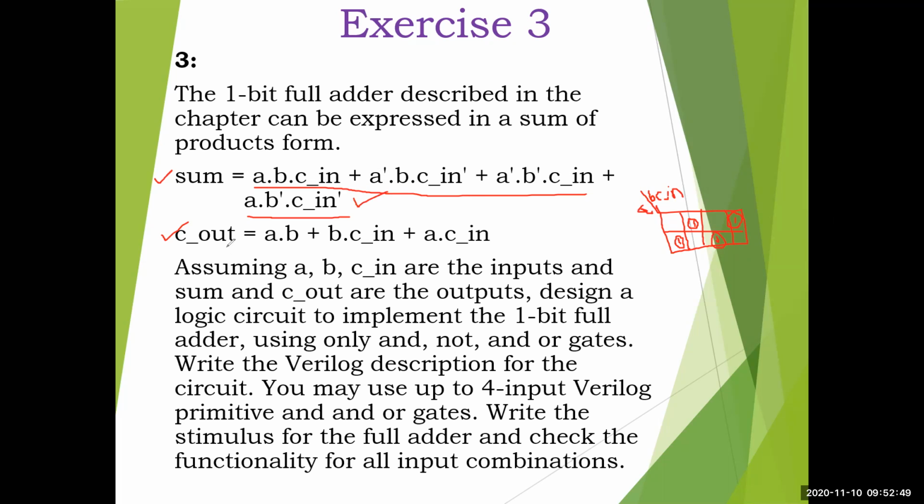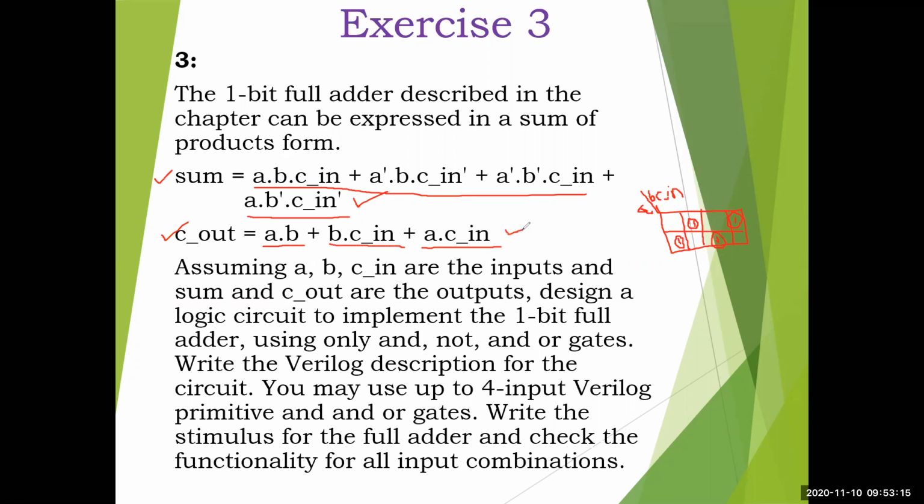Similarly, C out we have also written. When you write the truth table, you get the 3 combinations we have seen: A dot B, B dot C in, and A dot C. You can refer to the previous video where we discussed the 1-bit full adder, to see how you get this.